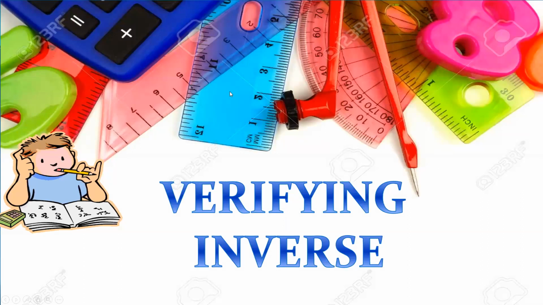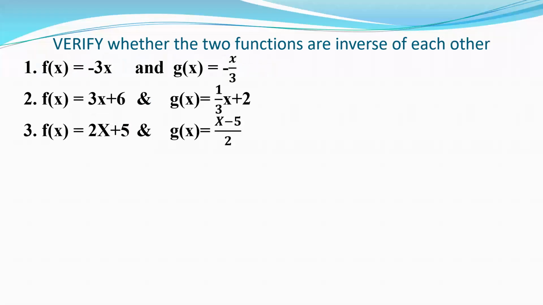So now we will be talking about verifying inverse. In this case, you'll be given two functions and you are to identify whether they are inverse of each other. Actually, there are two ways to do that. First, you have to get the inverse of any of the functions and simply look whether it became the second function. Or you can do the composite function wherein one of the functions will be an input to the other function. So let's try to use solution 1, our first solution, on number 1.